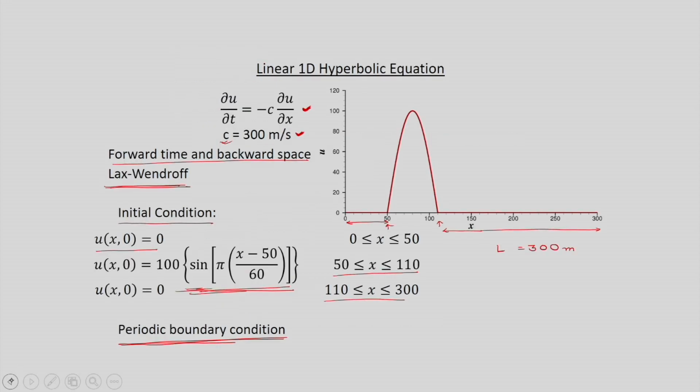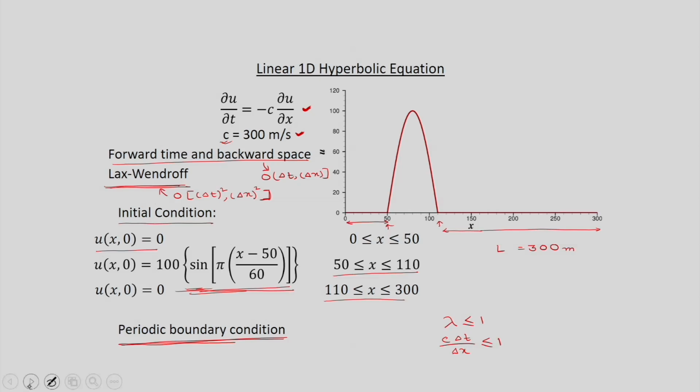You can see forward time and backward space is first order accurate in time and space, of order delta t and delta x, and Lax-Wendroff has order of accuracy delta t square and delta x square. Both have the stability condition that lambda should be less than or equal to 1. Lambda is c, the wave speed, times delta t by delta x, should be less than or equal to 1. This is the condition for stability.